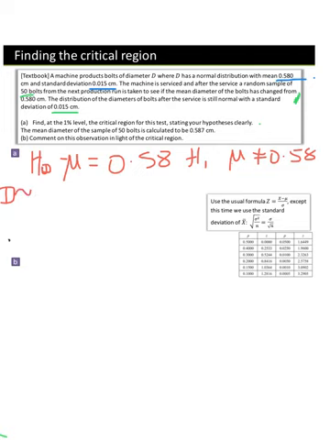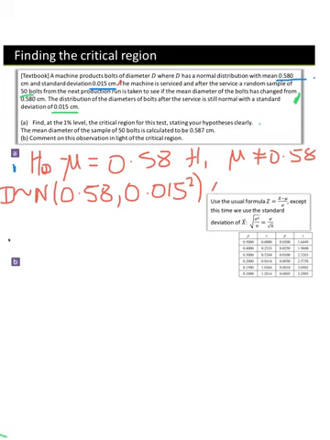bolts will be modelled on a normal distribution with a mean of 0.58 and a standard deviation here of 0.015. And remember, that means inside the bracket it's 0.015 squared. And this is our population distribution, assuming that the null hypothesis is true.